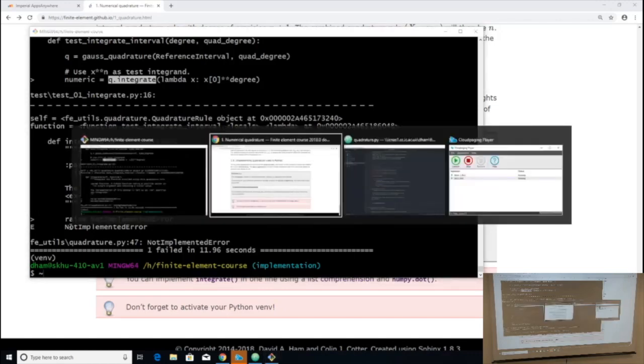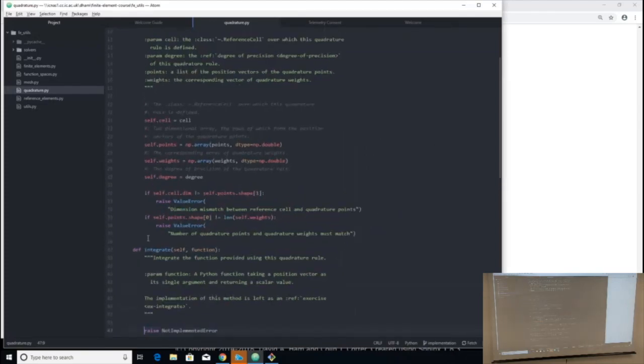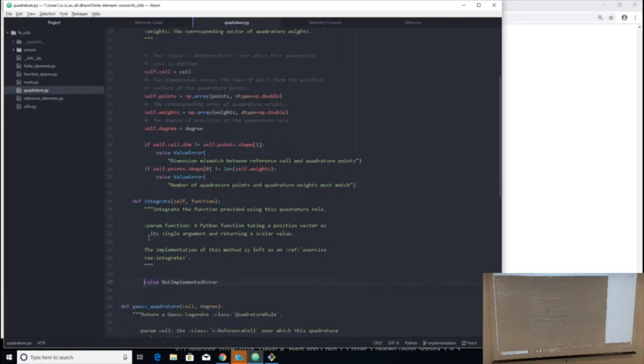So now's the bit where you're actually going to code this. So what you've got is integrate takes two arguments. It takes two arguments because it's a method of the quadrature rule. The first argument is called self. A method is a function which is associated with an object. Methods always take a first argument called self, and that argument self is the object itself. So in this case, that is the quadrature rule.